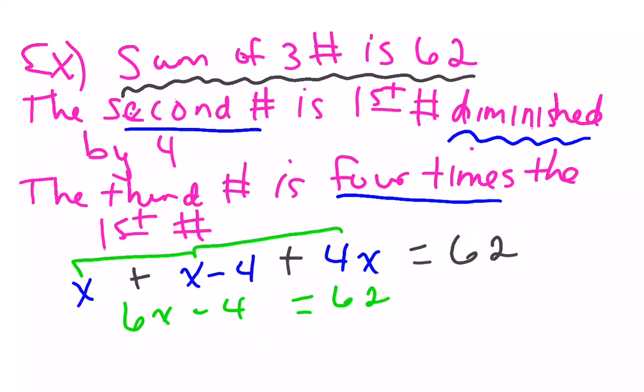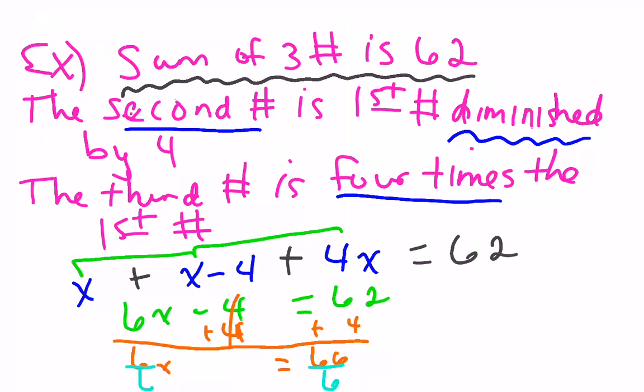Now we want to solve. So we're going to add 4 to both sides since it was subtracted. And we get 6x. Negative 4 plus 4 is 0. 62 plus 4 is 66. And now we want to divide both sides by 6. So 6 divided by 6 is 1, so we have x. And then 66 divided by 6 is 11. So x is 11. Well, that was our first number, right?